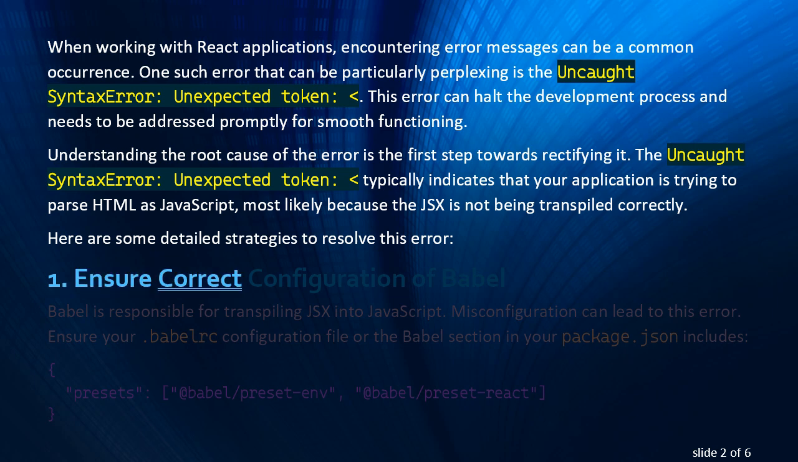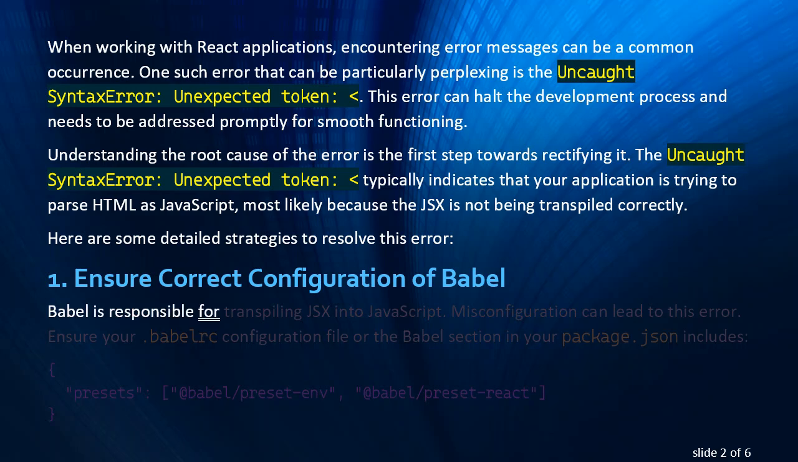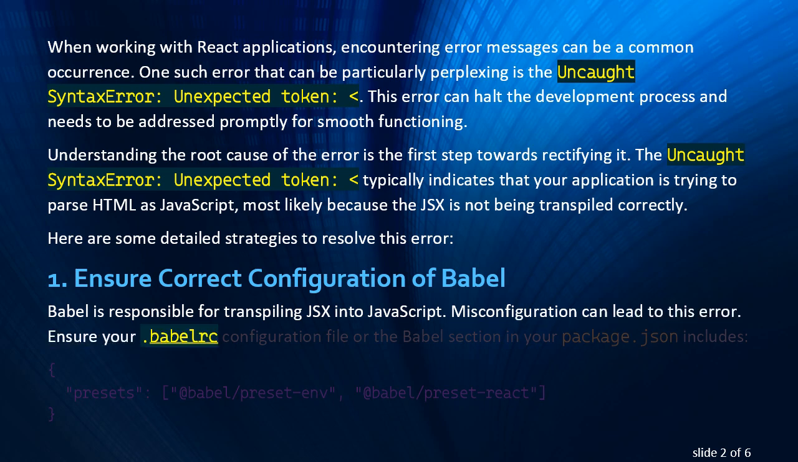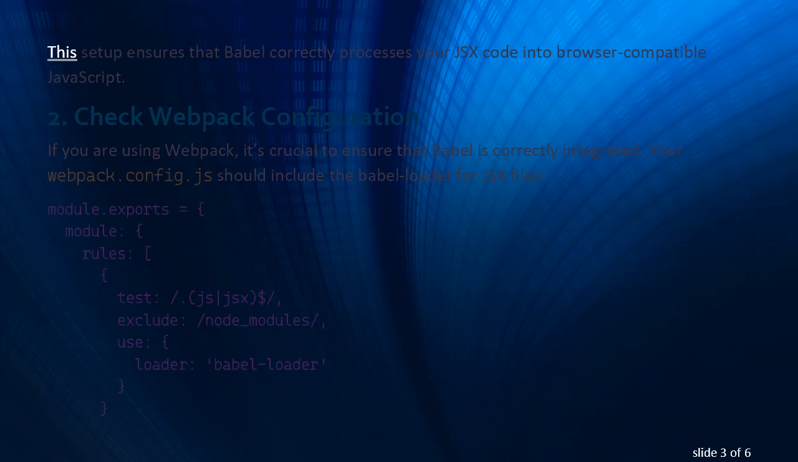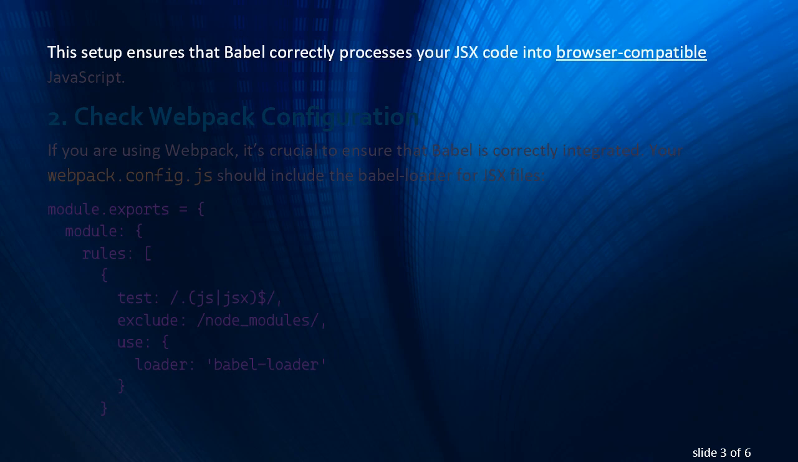1. Ensure correct configuration of Babel. Babel is responsible for transpiling JSX into JavaScript. Misconfiguration can lead to this error. Ensure your .babelrc configuration file or the Babel section in your package.json includes the correct presets. This setup ensures that Babel correctly processes your JSX code into browser-compatible JavaScript.